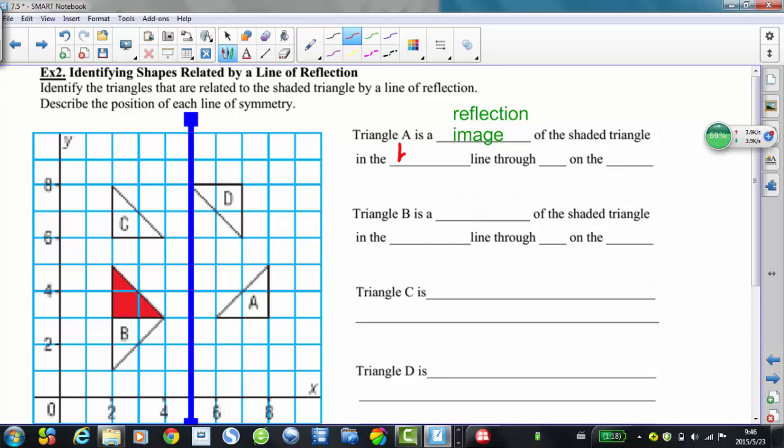So let's say in the blue line. I will use the blue color to show the blue line. Since this blue line is a vertical line, it passes through the x-axis.